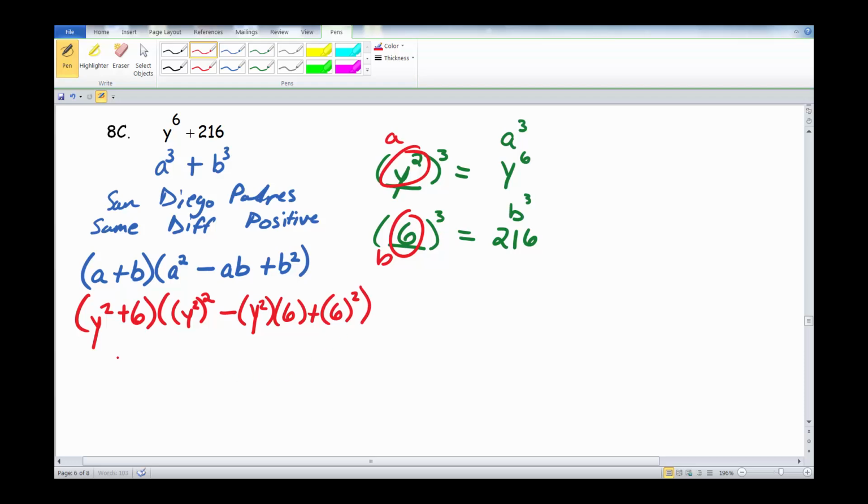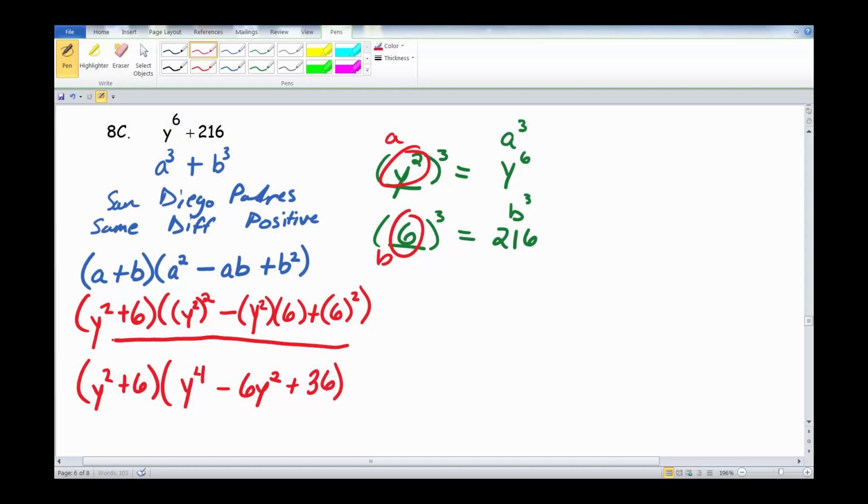What we're going to do now is simplify things. For our first parenthesis, we still have y squared plus 6. In the second one, we have y squared being squared, a power again raised to a power, so we end up with y to the 4th, minus y squared times 6, which is just 6y squared, plus 6 squared, which comes out to be 36. So this would actually be our final factored form. Nothing else can be broken down any more than that.